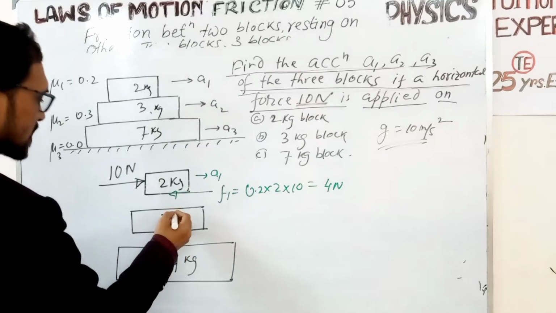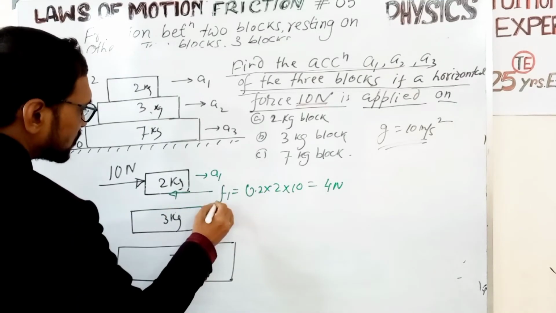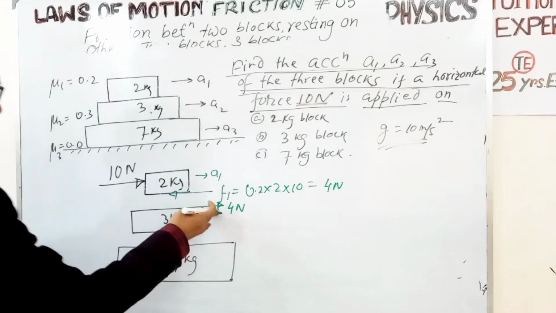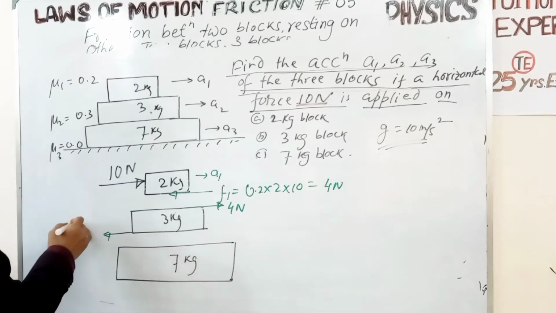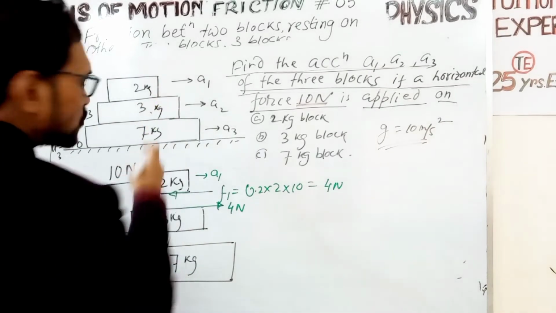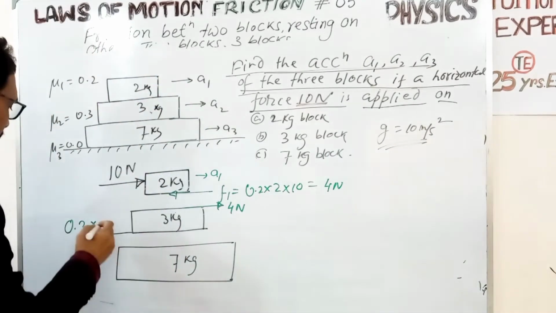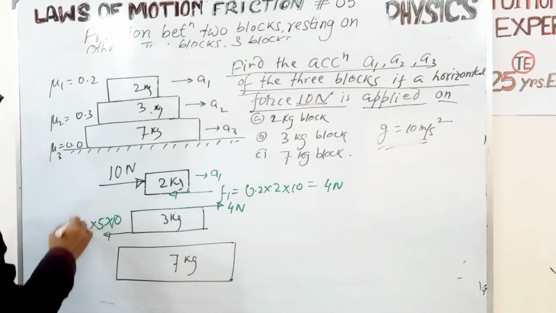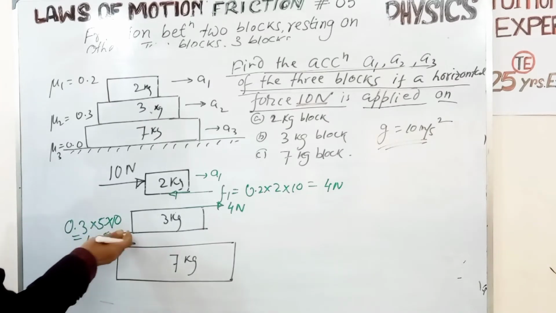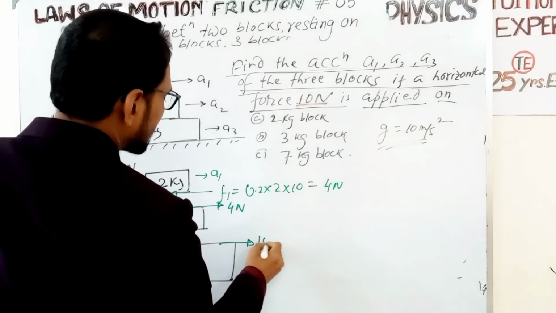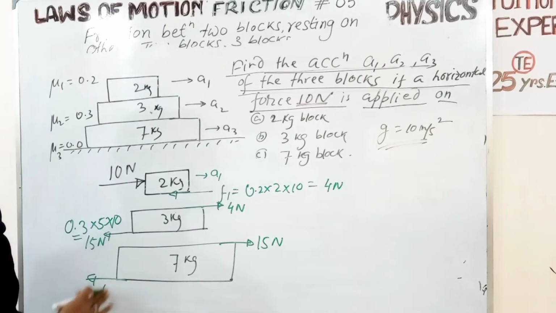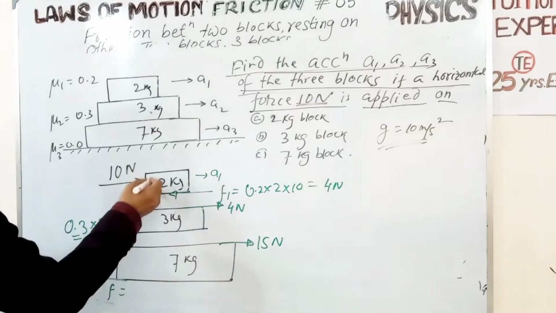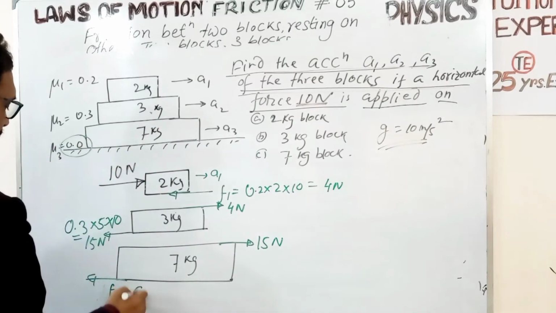Now what is the force acting on the 3 kg block? This is the driving force, 4 Newton. If this is the driving force, then the friction force acts in the opposite direction. What is the friction force? Friction force equals mu2 equal to 0.3 into (m1 plus m2). So 2 plus 3 equals 5, 5 into 10 gives 15 Newton. So here a friction force of 15 Newton acts. Now, the friction force here is 0 because the coefficient of friction given is 0.